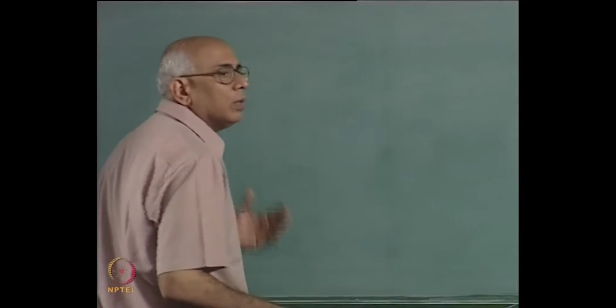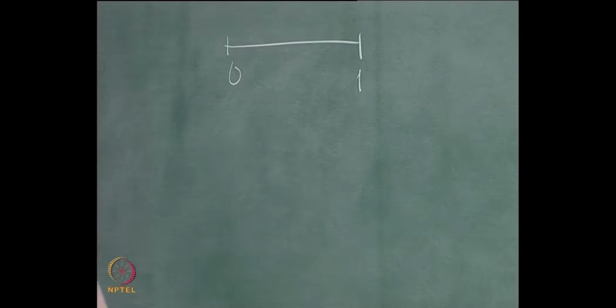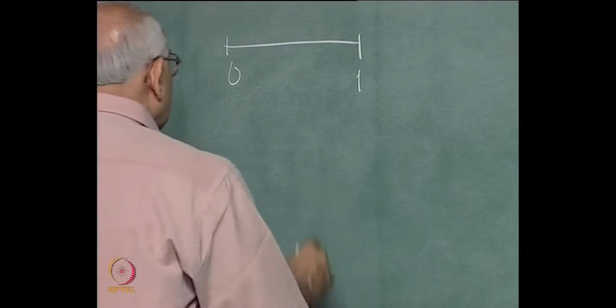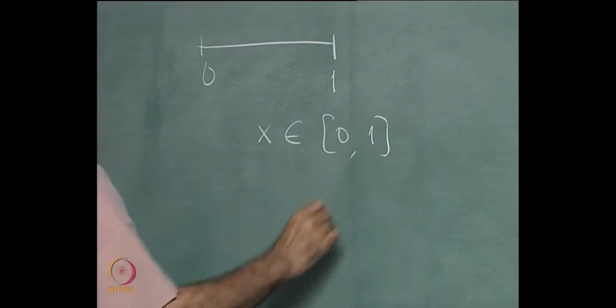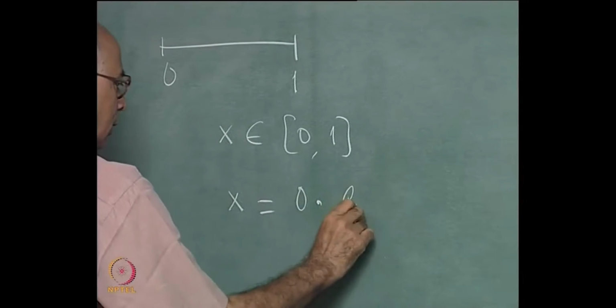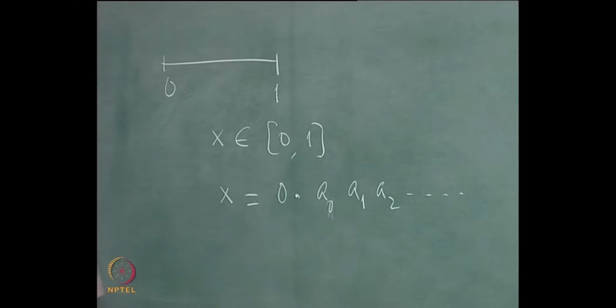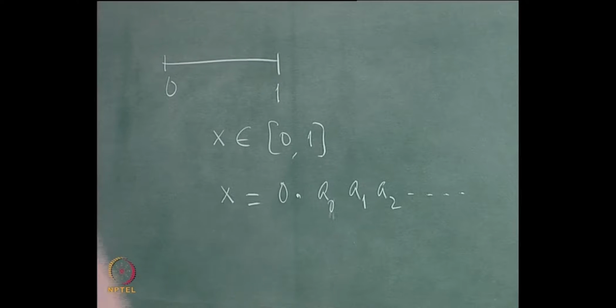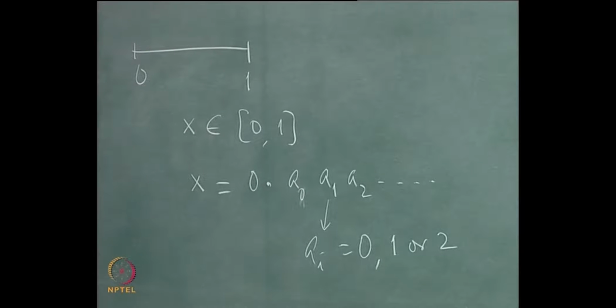Suppose I take all numbers between 0 and 1 on the unit interval and I write these numbers in ternary rather than binary. So I write any number x in [0, 1] as 0.a0 a1 a2 ..., where each of these digits is either 0, 1 or 2. So the allowed digits for each of the a_i are 0, 1 or 2. Clearly a0 is the coefficient of 1 over 3 to the power 1, a1 is the coefficient of 1 over 3 squared, and so on and so forth.